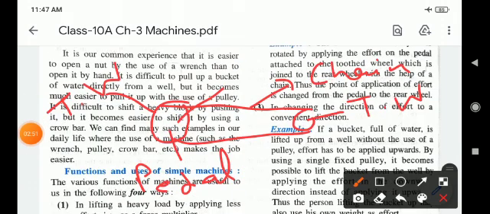Second point, in changing the point of application of effort to a convenient point. The rear wheel of a cycle is rotated by applying the effort on the pedal attached to a toothed wheel which is joined to the rear wheel with the help of a chain. Thus the point of application of effort is changed from the pedal to the rear wheel.